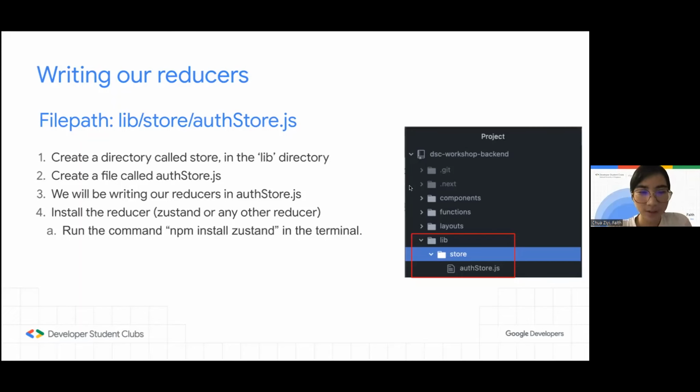And before we start writing the reducers, you have to install the reducer library. So a common one would be Zustand, which we'll be using. So just run the command npm install zustand in the terminal. Or if you want to use Redux, you can also try, but we'll be showing you how to use Zustand. But any one is fine.